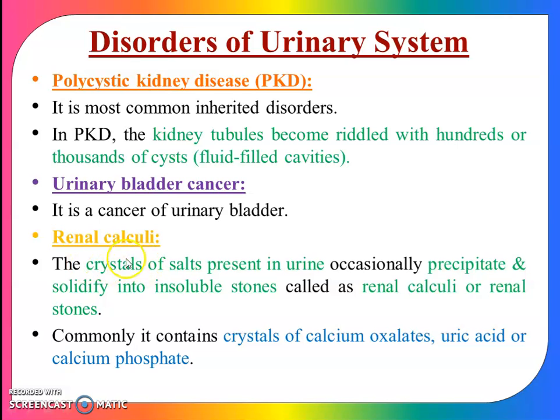Then the next disorder is renal calculi, in which the kidney contains a lot of stones inside. Renal calculi consist of crystals of salt present in urine that occasionally precipitate and solidify into insoluble stones, and these stones are called renal calculi or renal stones. Commonly the stones present in renal calculi are of calcium oxalates, uric acid, or calcium phosphates.